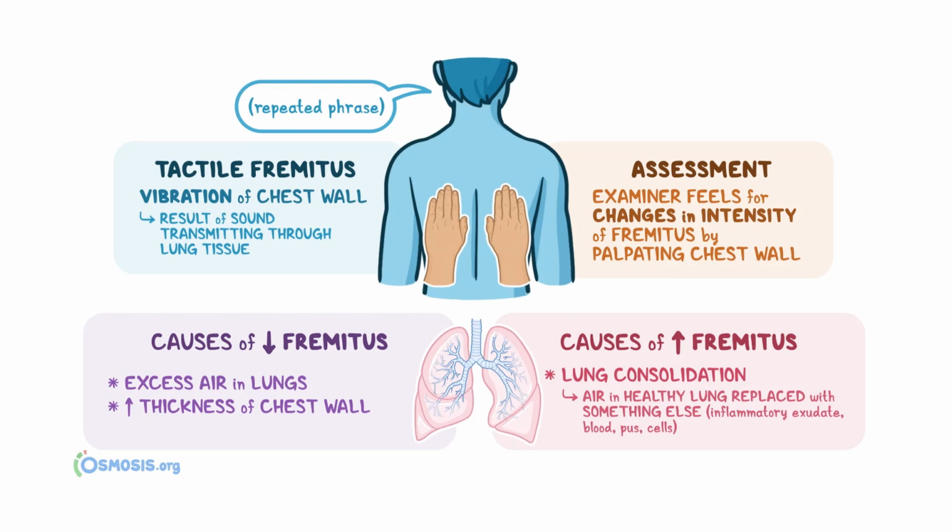Causes of increased fremitus: lung consolidation, where air in healthy lungs is replaced with something else. This can be things like inflammatory exudate, blood, pus, or cells. So whenever we see lung consolidation, usually, and I say usually because it's not always, it's something like pneumonia.